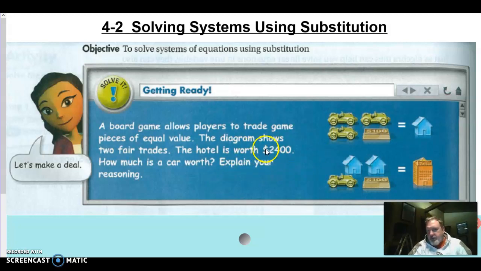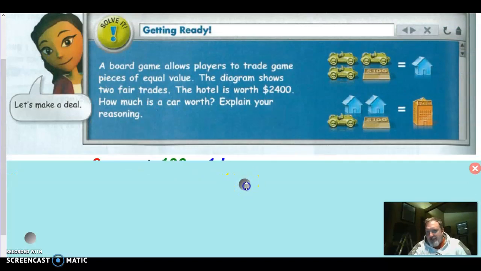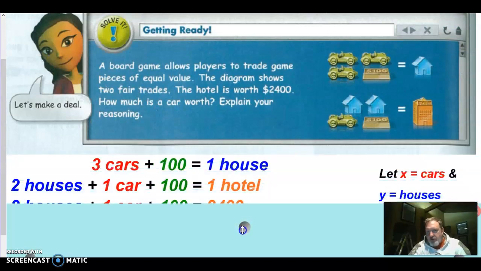It also tells us that a hotel is worth $2,400. So we know the numerical value here. And then it says, how much is a car worth? Explain your reasoning. And so based on what they've given us, we can do a little bit of a setup here.